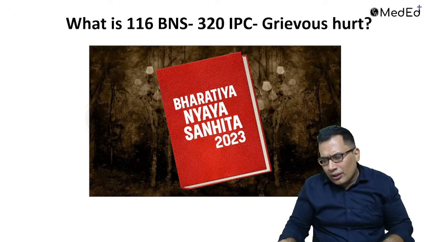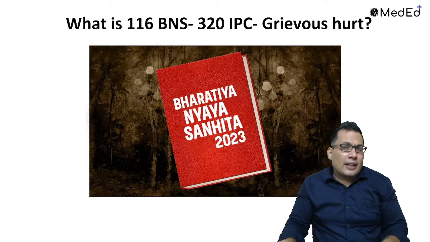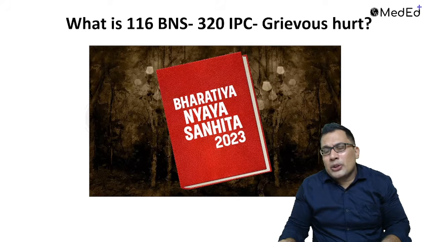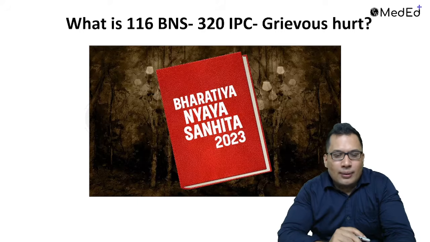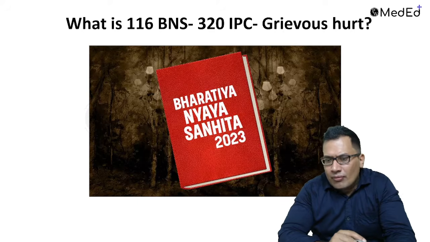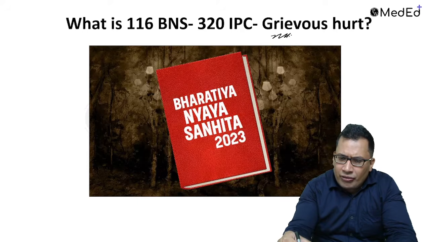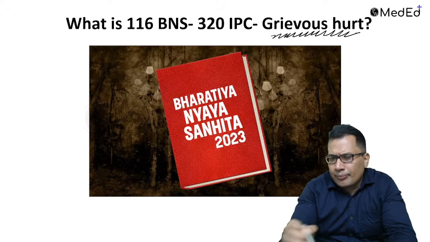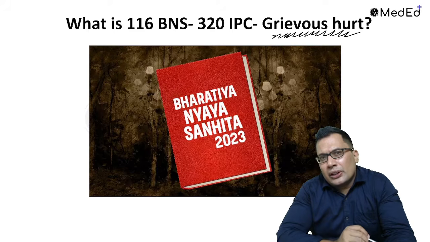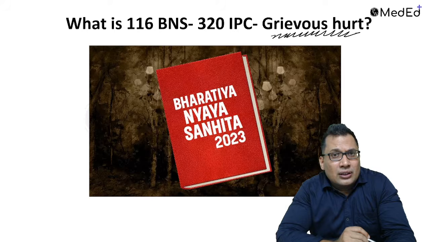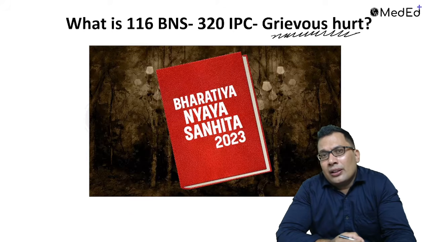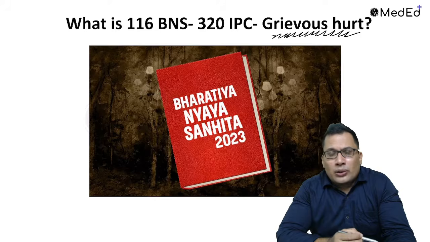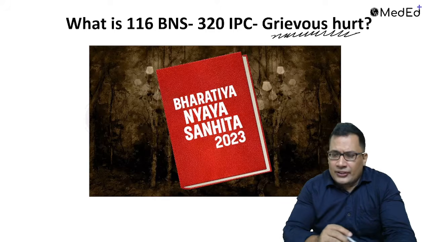So some important viva questions that are asked in your exam. What is 116 BNS? What is BNS? Bharatiya Nyaya Samhita. So that is grievous hurt. Very commonly asked question in your exam. What is grievous hurt? What are the clauses of grievous hurt? And what do you mean by dangerous injury? What do you mean by the 8 clauses of grievous hurt? All these are very common here.